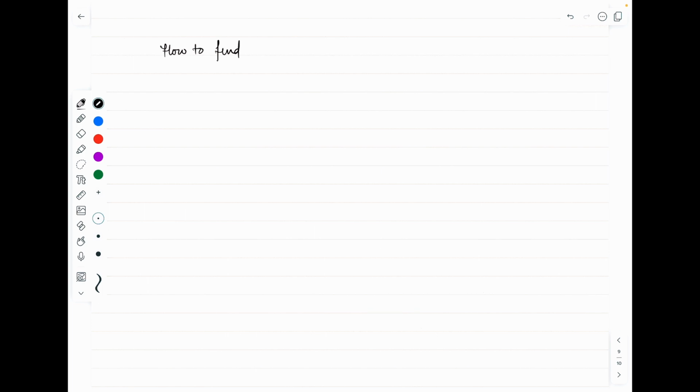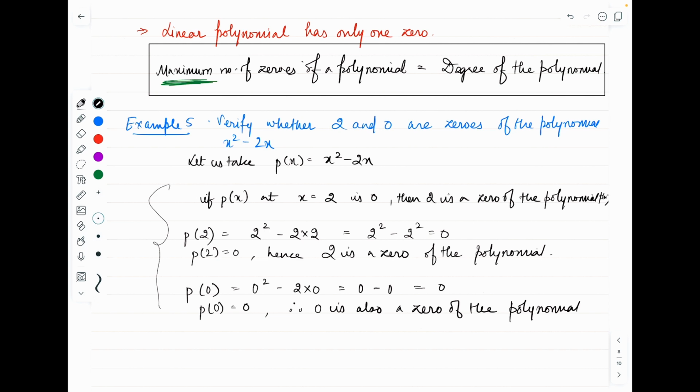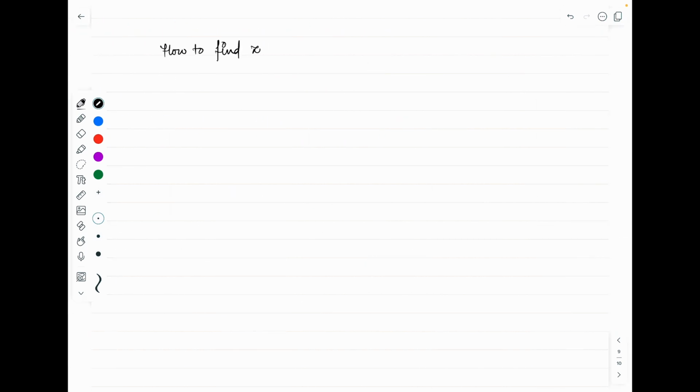I'll give you the process here, because after this we will start doing the exercises. So here only I will make you understand. There I will not take much of your time. Okay, so how to find zeros of the polynomial.